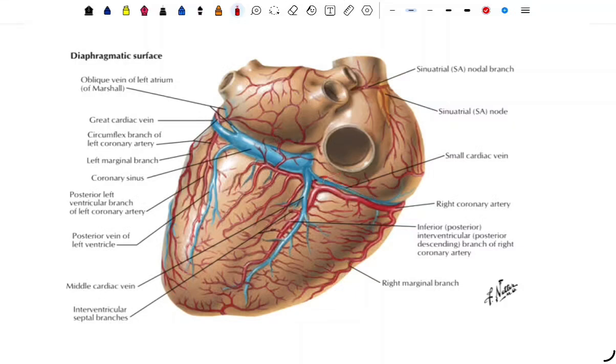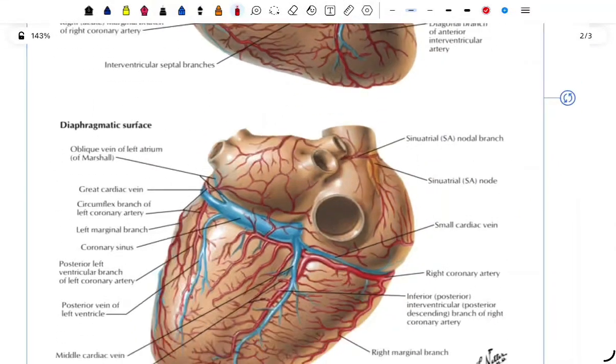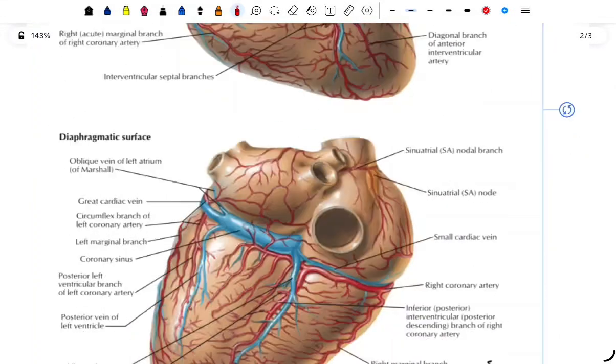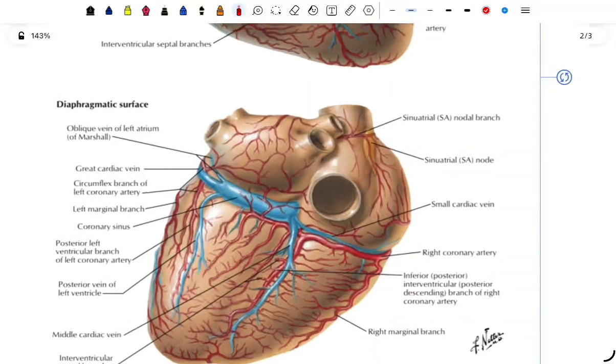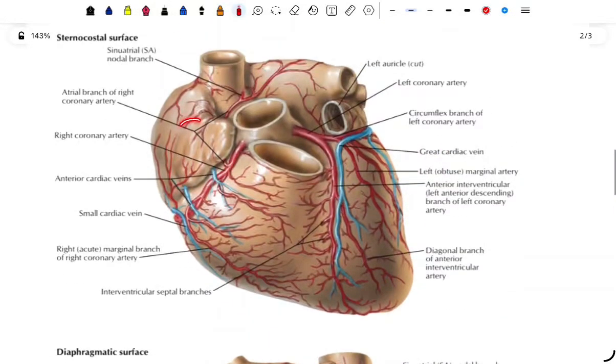Similarly, the cardiac veins carry carbon dioxide-rich blood to the coronary sinus, and the coronary sinus drains carbon dioxide-rich blood into the right atrium. So this is the overall circulation.